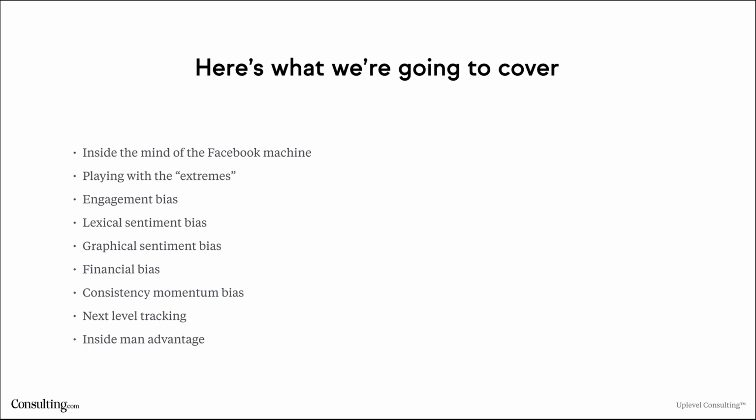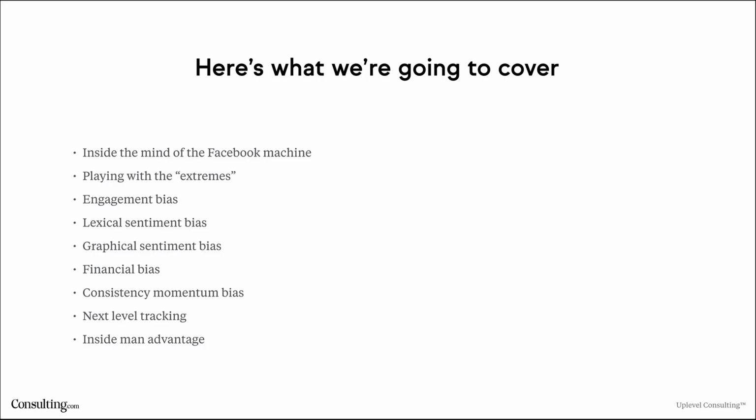Then a lexical sentiment bias. And this is basically where their algorithm can read the words inside your posts and your ads and see if it can understand them or how happy or sad they are. And it gives preference to different things. Then this will fascinate you, and I'm going to show you how it works.